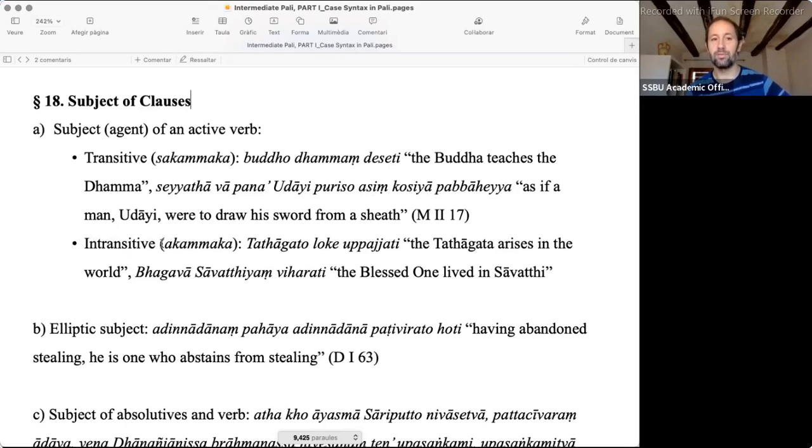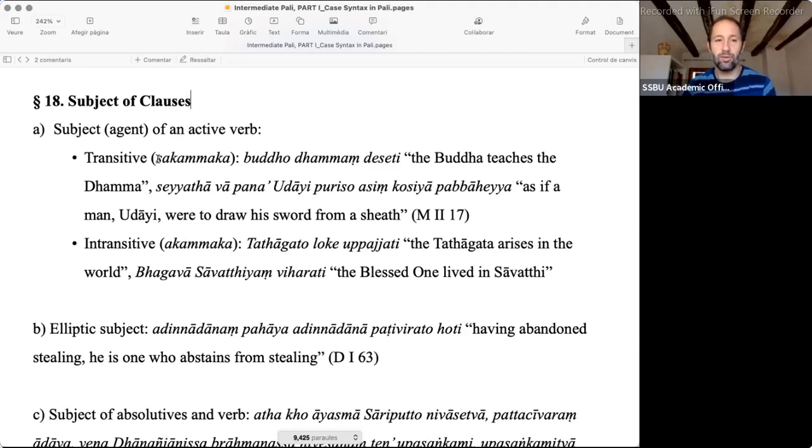If the verb is intransitive, you can still have the nominative playing the role of the subject. For instance, Tathagato loke uppajjati. The Tathagata arises in the world. So these two terms, transitive and intransitive, are very important. And I think you all know them because in Pali, transitive means sakammaka. Literally it means a verb which takes an object, which does something. So whether it produces something, like kammam karoti, literally, it produces an action, it does an action.